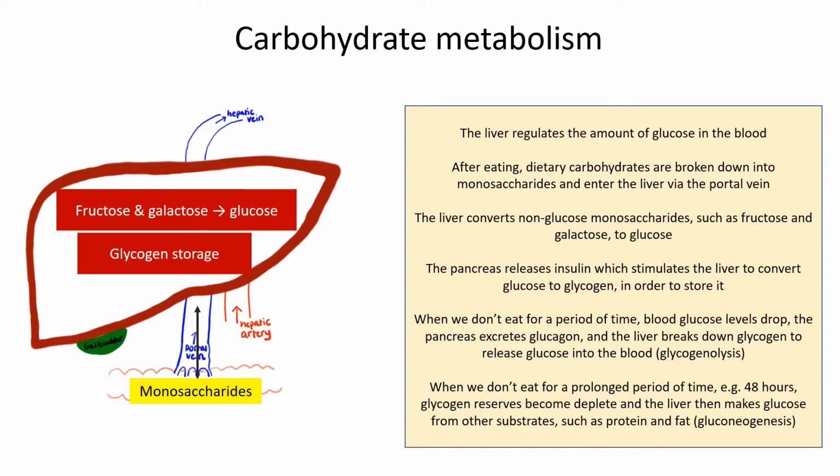When we don't eat for a period of time, blood glucose levels drop, the pancreas excretes glucagon, and the liver breaks down glycogen to release glucose into the blood. And this is called glycogenolysis.